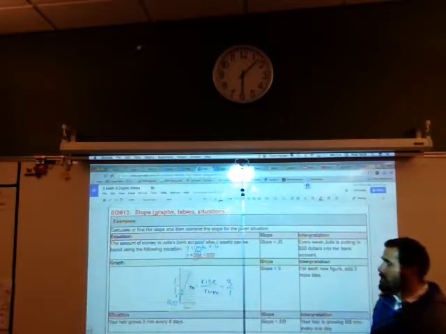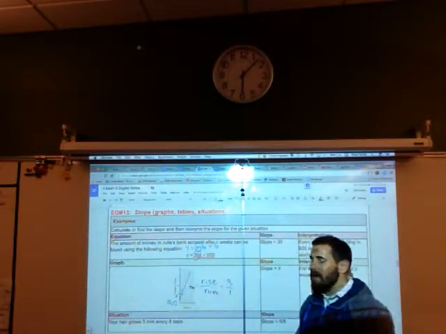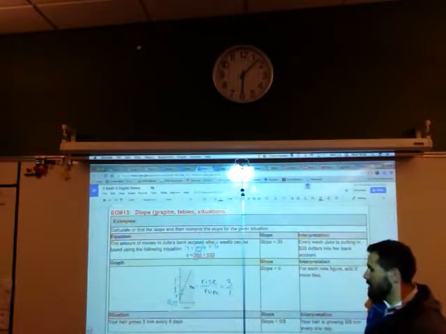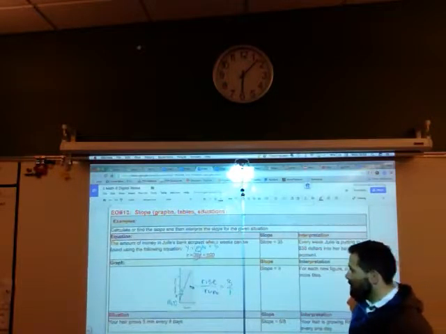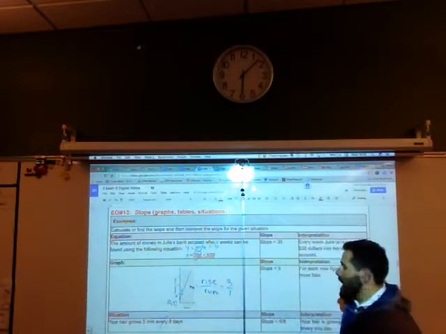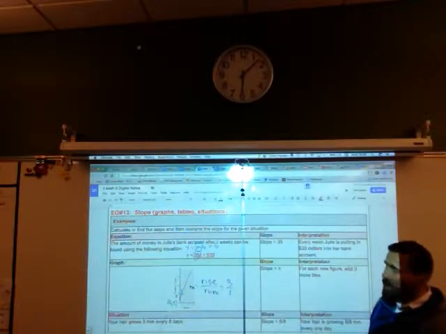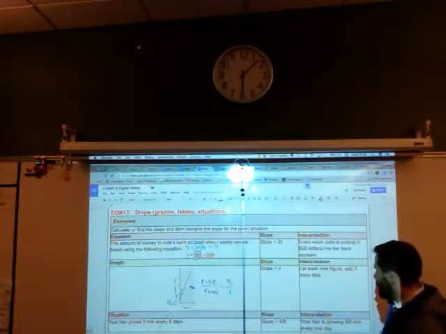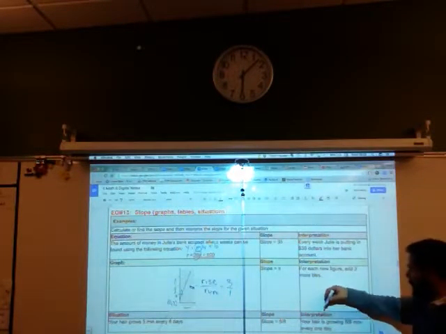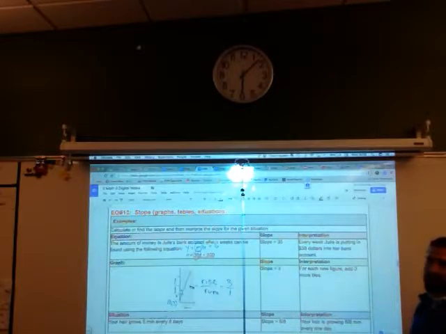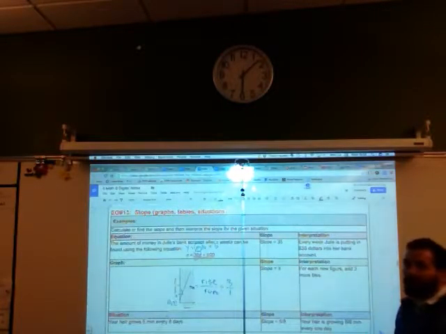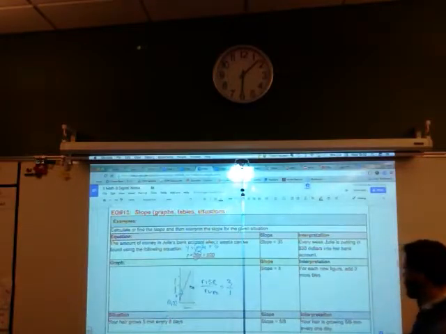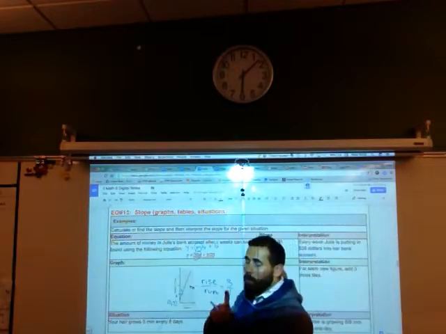Now if I were given a situation, your hair grows 5 millimeters every 8 days, my slope would be just 5 millimeters every 8 days, so 5/8. That's my slope. How do I interpret that? Your hair is growing 5/8 of a millimeter every 1 day. You always want to interpret it in terms of a unit rate. So it's doing 5/8 millimeter every 1 day.